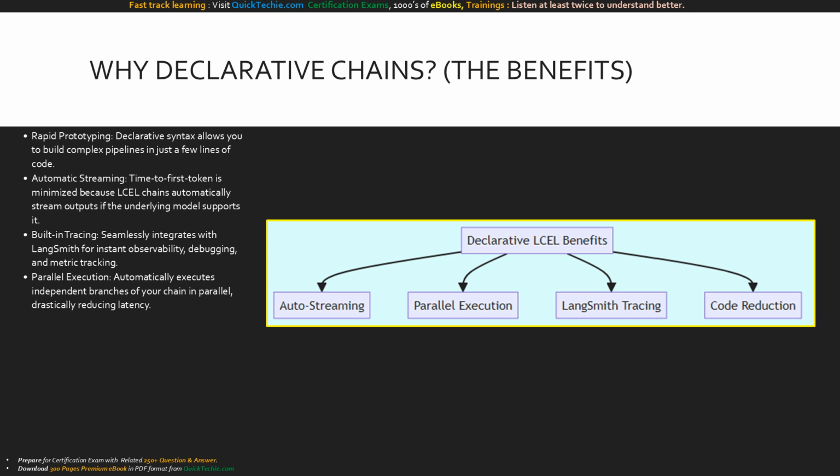Here we break down the four main pillars of LCEL benefits radiating from the center. Top to bottom, we have auto-streaming for better UX, parallel execution for speed, LangSmith tracing for deep observability, and code reduction for maintainability. By simply using the pipe operator, your application inherits all four of these enterprise capabilities instantly.